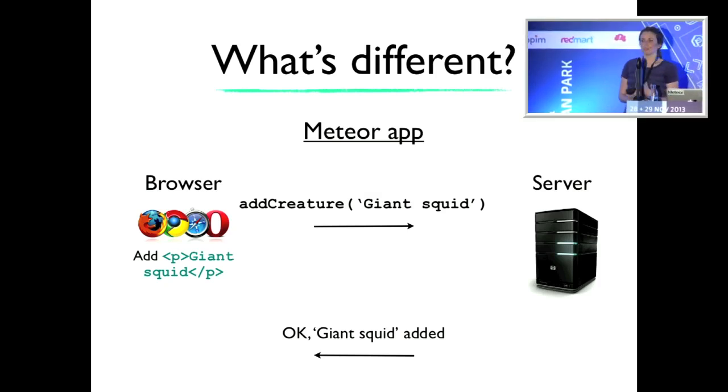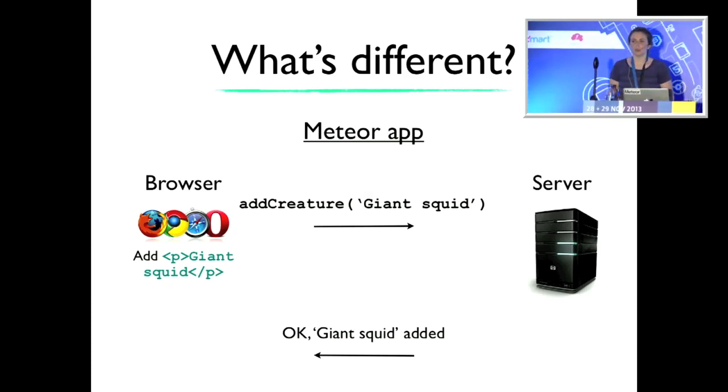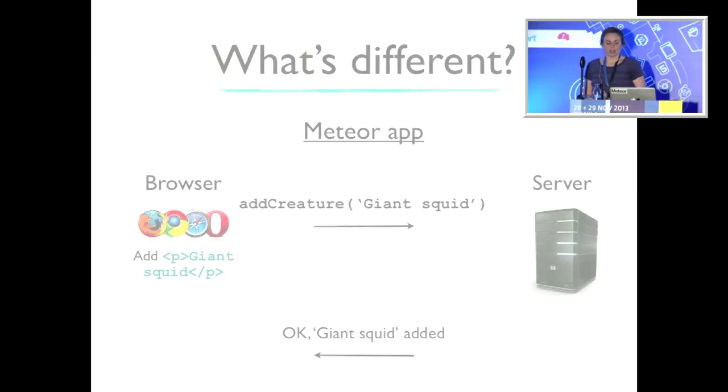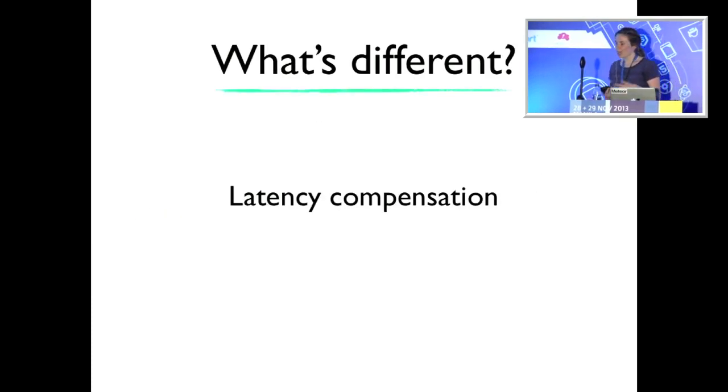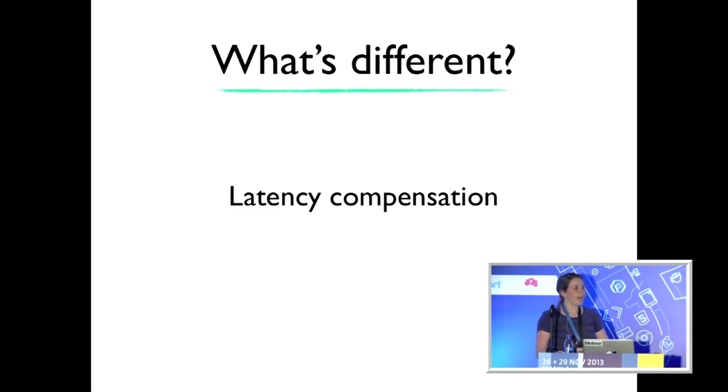And when the server comes back and says, OK, everything went according to plan, the client has successfully predicted everything that it was going to do, and it doesn't need to do anything else. And Meteor takes care of all of this for you, as you'll see when I do my demo. And so we call this latency compensation. We're compensating for the latency of going back and forth to the server by just predicting what the server is going to do and acting accordingly.